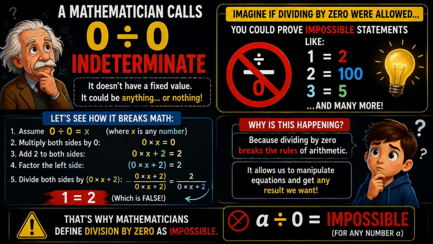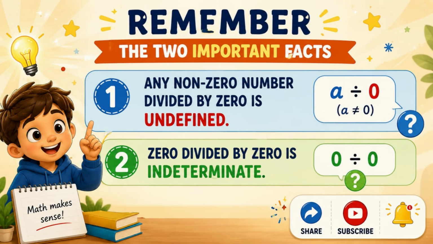So remember these 2 important facts. Any non-zero number divided by 0 is undefined. 0 divided by 0 is indeterminate. The next time someone asks, why can't we divide by 0? You'll know it's because there is no single answer that makes mathematical sense.